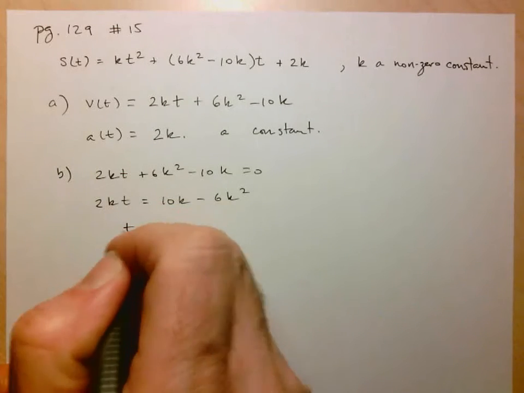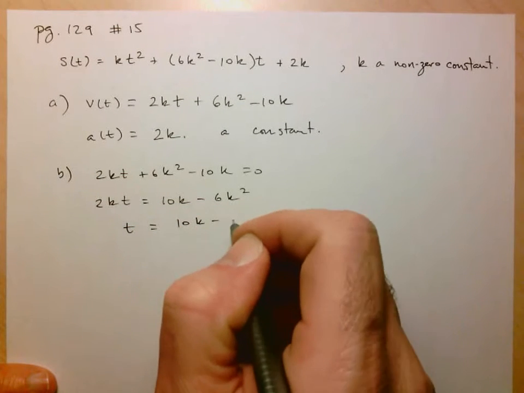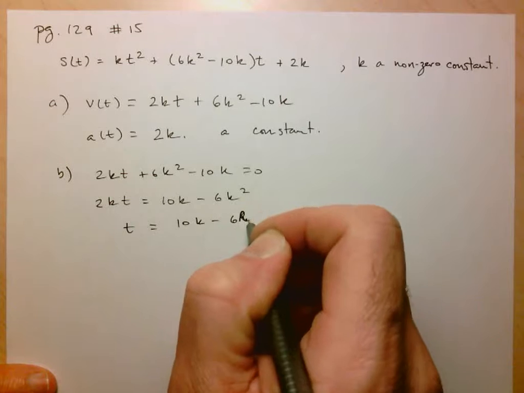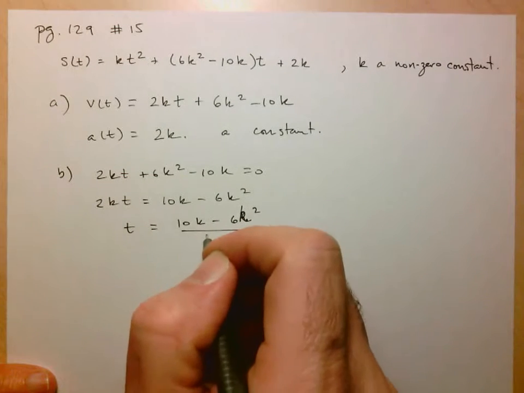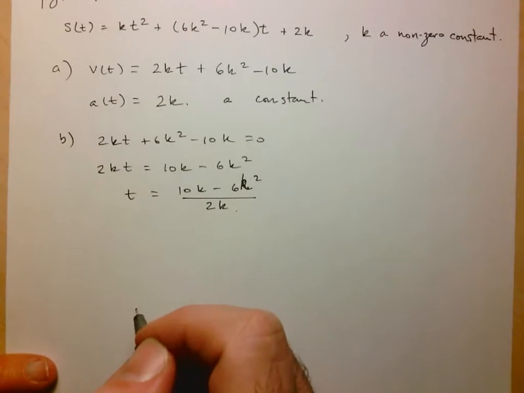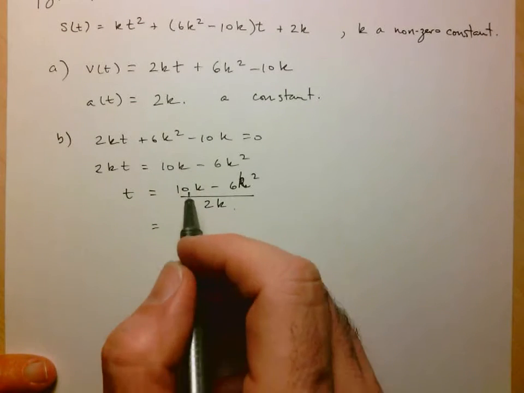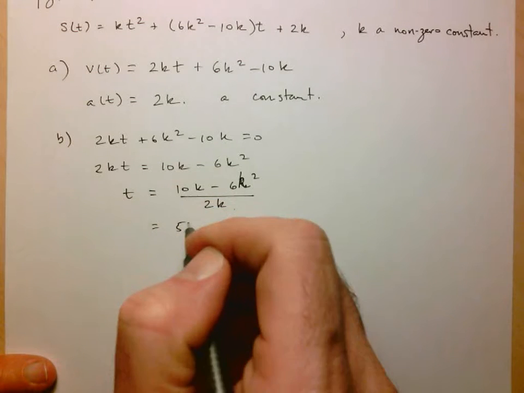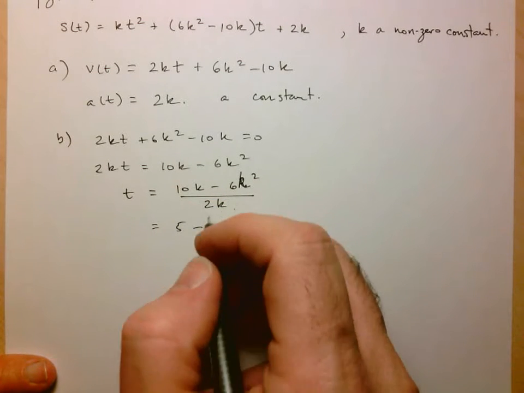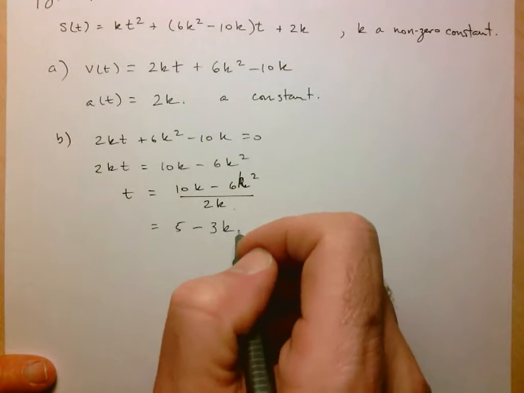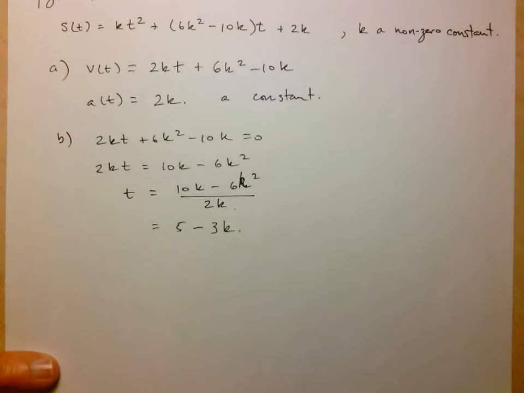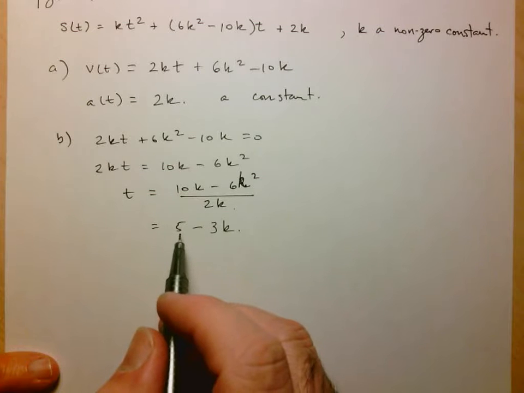And then let's divide by 2k. So 10k minus 6k squared, divided by 2k. Now since I've stopped to work with this, I really should be simplifying this. So the t value: 10k divided by 2k is just 5, minus 6 divided by 2 is 3, and I'm still left with a k. So 5 minus 3k. It doesn't give me any units, so I won't worry about that here. Okay, so this is the time at which the velocity is 0.